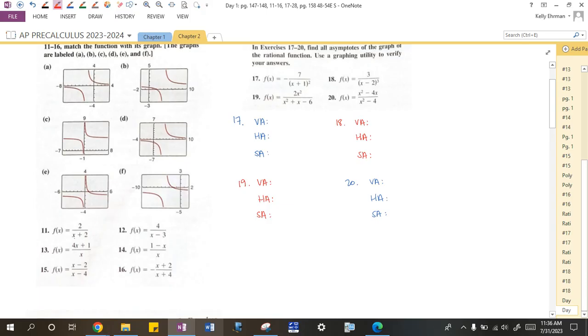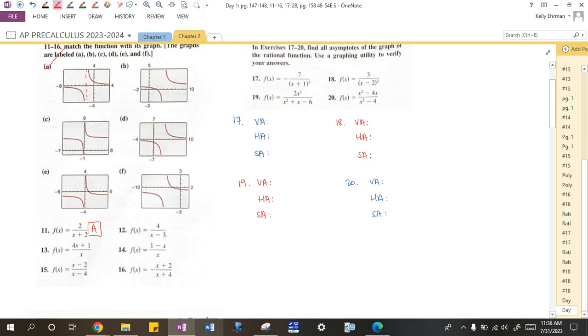So this one should have a vertical asymptote at x equals -2. And if I look at the first graph, that's the only one that looks like -2 is an option. So A has to go with number 11.